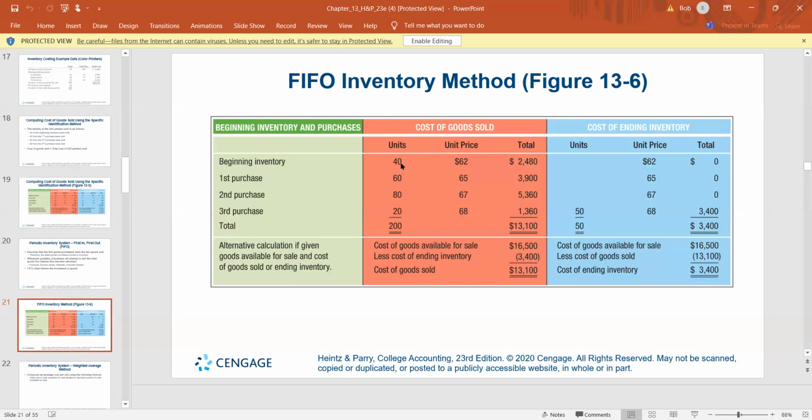Beginning inventory was 40. So that means the cost of goods sold was 62 each, 60 times 65, etc. So we come up with the cost of goods sold of 13,100, and we've got 3,400 still sitting in the inventory.